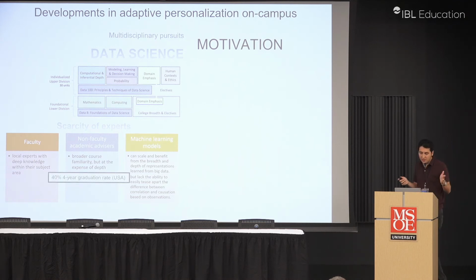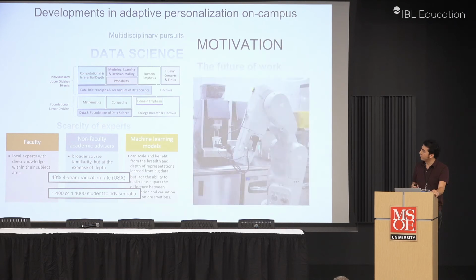But we want to try because there's a 40% four-year graduation rate in the US and 1 to 400 or 1 to 1,000 student to advisor ratio, depending on where you go. And then of course the future of work. This is a coffee making machine in my graduate school of education building, and it is manipulating regular human coffee machines. So it's not a purpose-built coffee machine. It is replacing somebody. And we know there's going to be a lot more of this, and we're going to need to help people prepare for different careers.